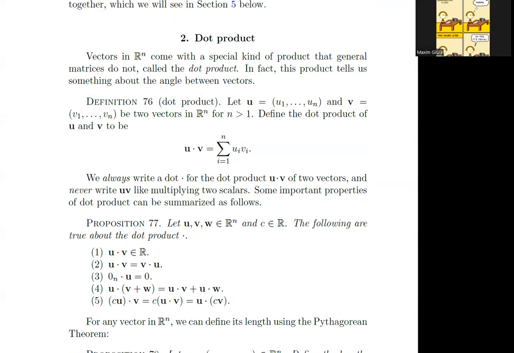Vectors in Rn come with a special kind of product that general matrices don't, and this is called the dot product. And this product tells us something about angle between vectors, which is really interesting. So it's very simple to define.